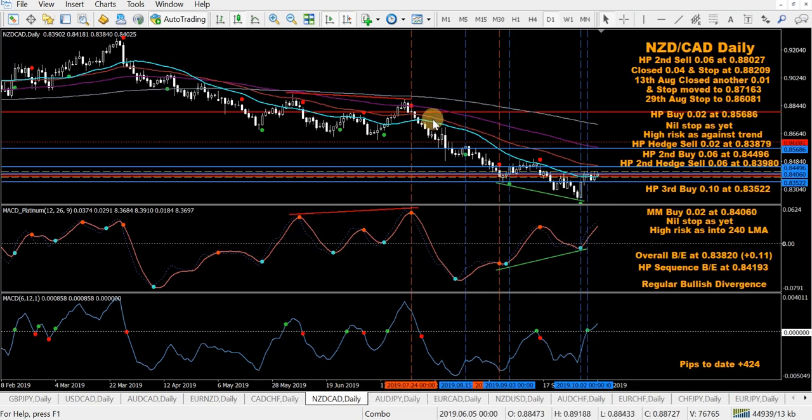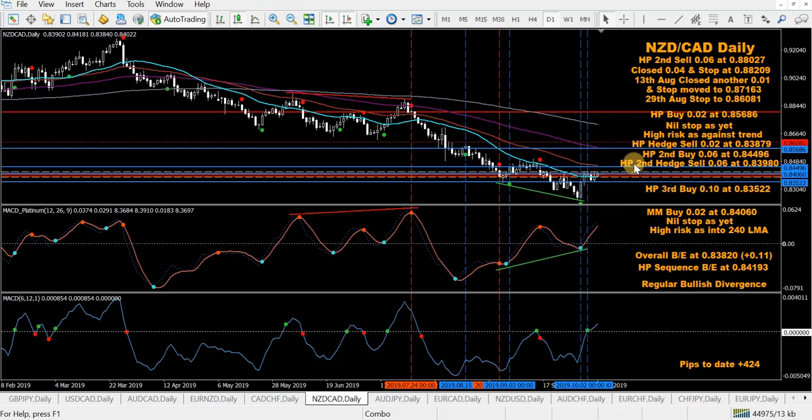New Zealand CAD's another messy one. You can pause the video, read all my notes. Got plenty of trades on. Here's my break-even levels, these two yellow lines. There's an overall break-even and a HP sequence break-even. At the moment, right between the two of them. Really need to get this thing a wiggle on to the upside.